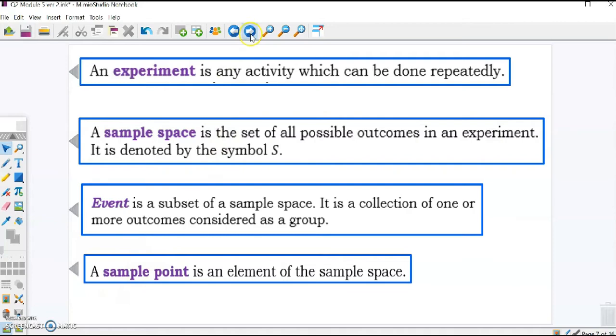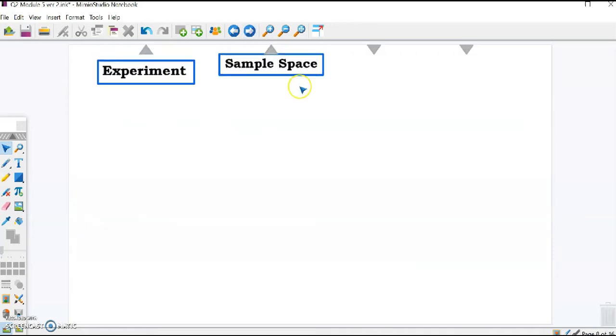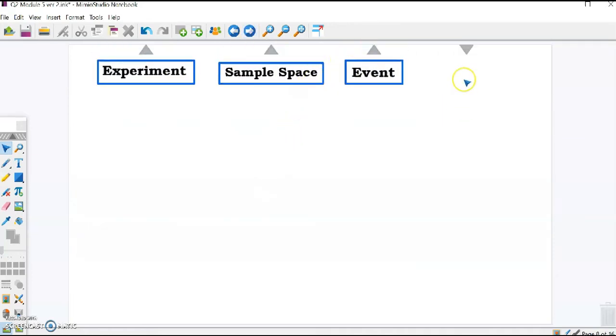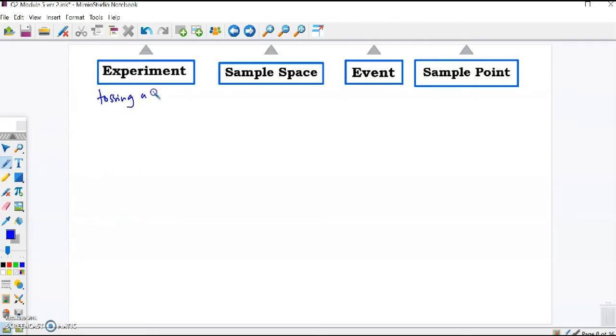Okay, let's have an example. If we have an experiment, we have a sample space, we have the event, and we have the sample point. The experiment would be tossing a coin. In tossing a coin, the sample space is getting a head or a tail. The event is getting a head. Then the sample point will just be head because the sample point is dependent on the event. Remember, getting a head is a subset of a sample space because in the sample space, you either have a head or a tail, which is written as HT.